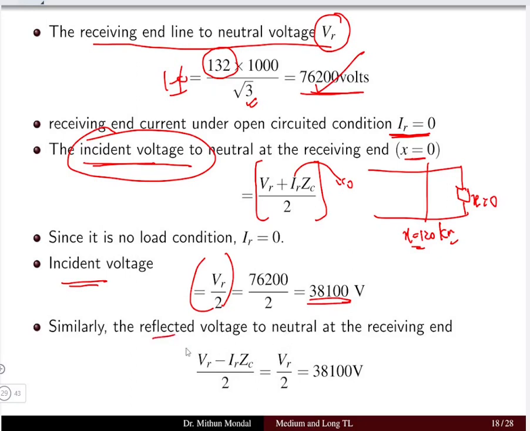And the reflected voltage will be VR minus IR ZC by 2. Again IR will be 0 here. Now here we have a positive sign, and here we have a negative sign for the reflected voltage. That will be equal to VR by 2 because the current is 0 at the receiving end under no load condition. So both incident voltage and reflected voltage are the same under the no load condition.